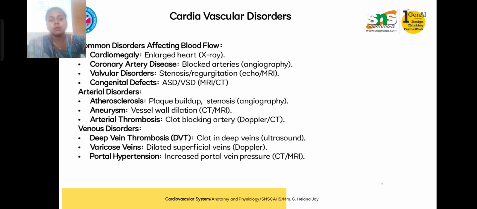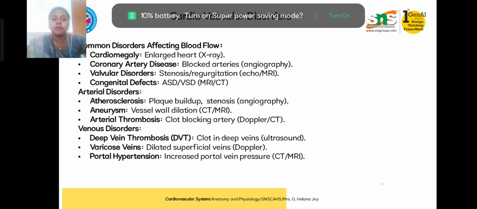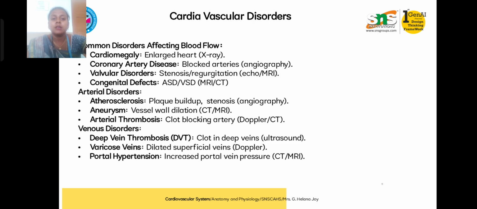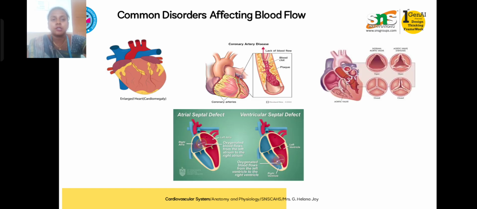And arterial disorders are atherosclerosis, in which plaque builds up in the arteries, and aneurysm, a vessel wall dilation. Arterial thrombosis is a clot which blocks the artery. And venous disorders are deep vein thrombosis, in which a blood clot is present in the veins, varicose veins, which are dilated superficial veins, and portal hypertension, which increases the portal vein pressure.